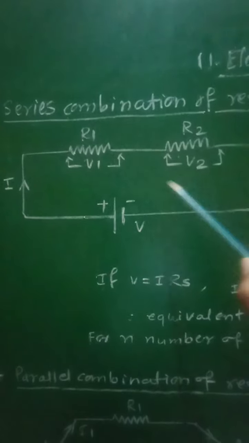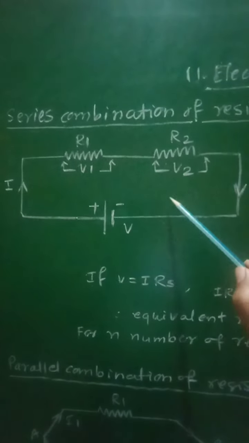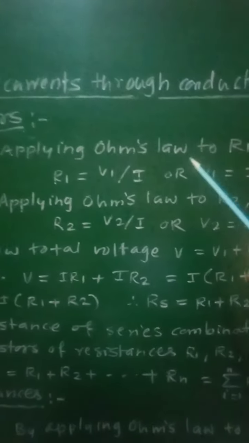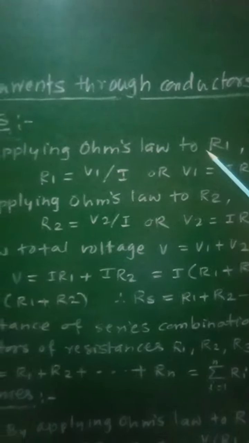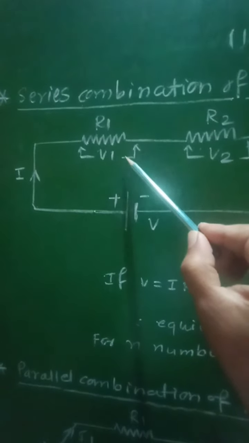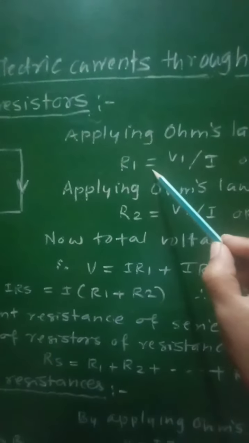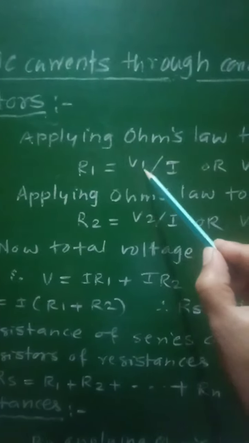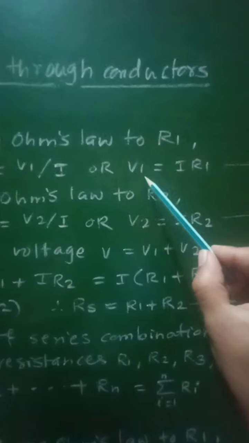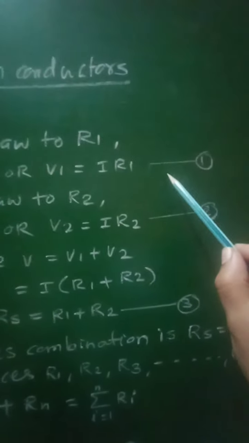can now apply Ohm's law to this series combination of the resistors. By applying Ohm's law to resistance R1, whose potential is V1 and which carries current I, that resistance R1 will be given as V1 upon I. Or from this we can write the potential across R1, that is V1 equal to I R1, equation number 1.